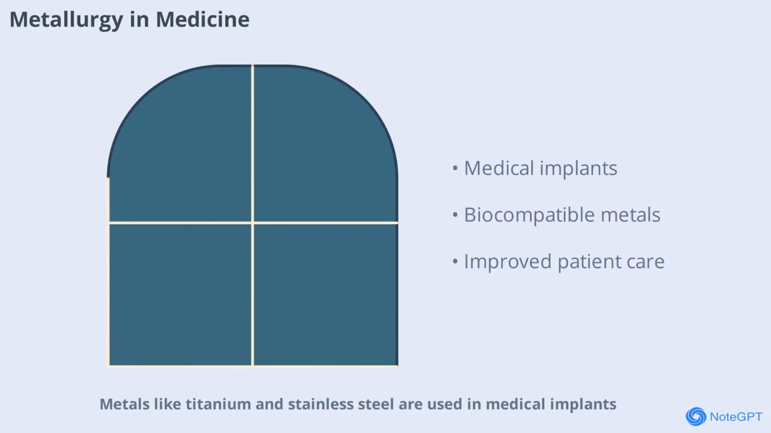Metals like titanium and stainless steel are used in medical implants, surgical instruments, and diagnostic equipment. Their strength, biocompatibility, and resistance to corrosion make them ideal for healthcare applications. Metallurgical advances continue to improve the quality and safety of medical devices, enhancing patient care.